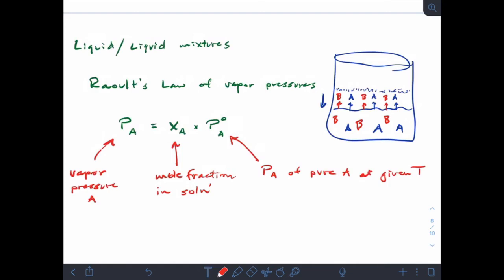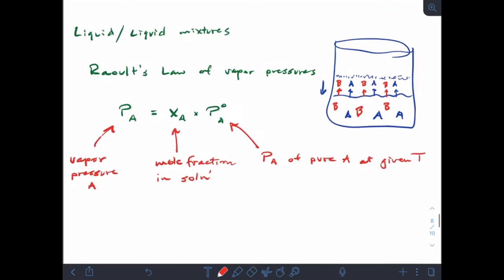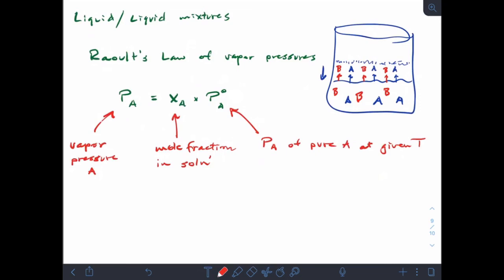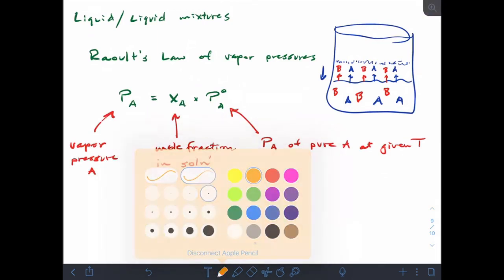Okay, so the amount of A that's in the liquid mixture is proportional to the amount of A that's in the vapor. Same thing with the amount of B. Okay, so this is how we're going to use Raoult's law in order to determine things. Okay, so the mole fraction of A, as the amount of A in the solution, in the liquid, goes down, the amount of A in the vapor also goes down. Okay, so this is kind of an important topic.